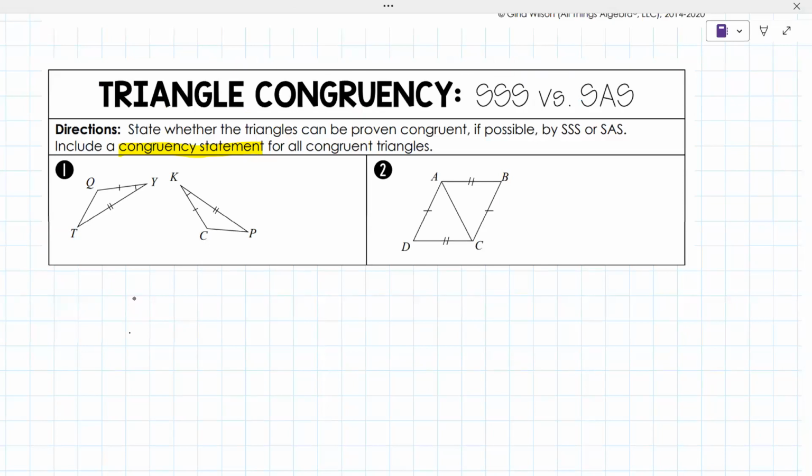So tell me whether number one is SSS or SAS. I think it's SAS. I agree, it's SAS. So give me the triangle congruence statement. And if you're not sure, like, PQY, okay, PQY, that's fine. And PCK. Good, good, really good.